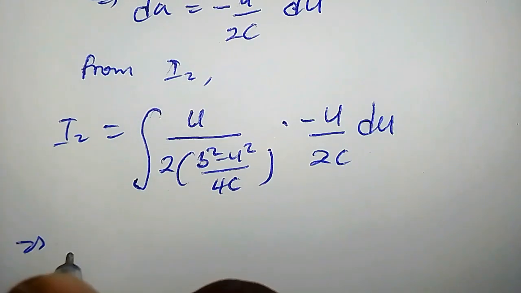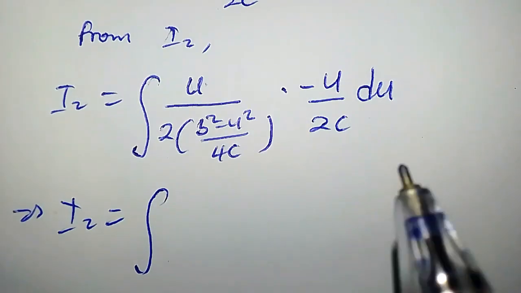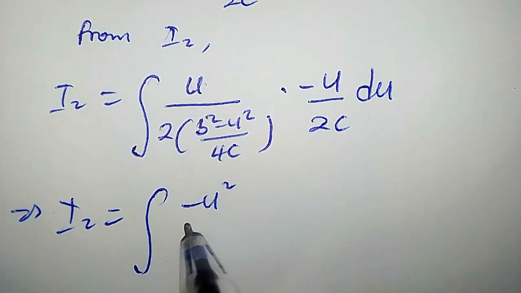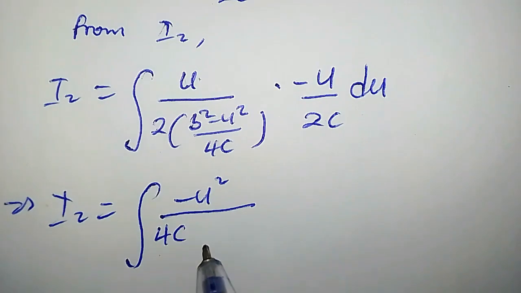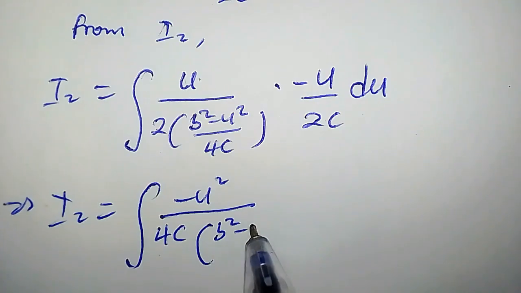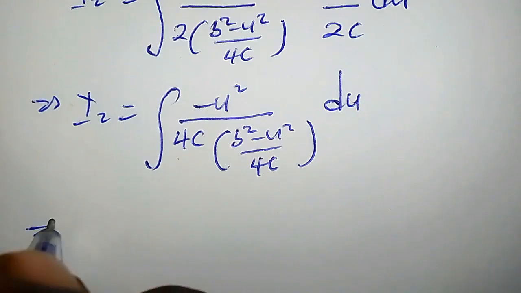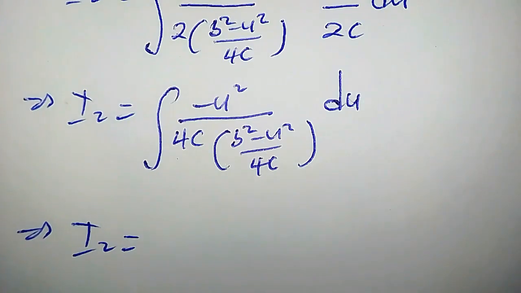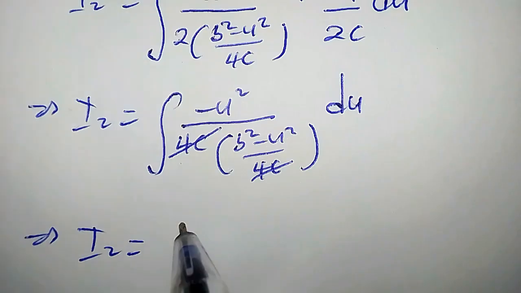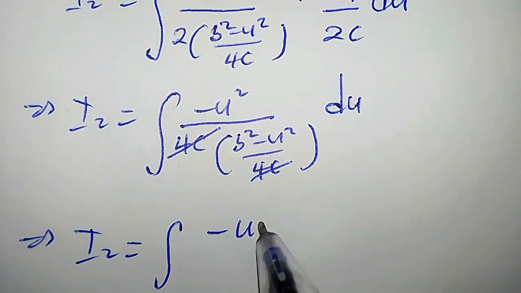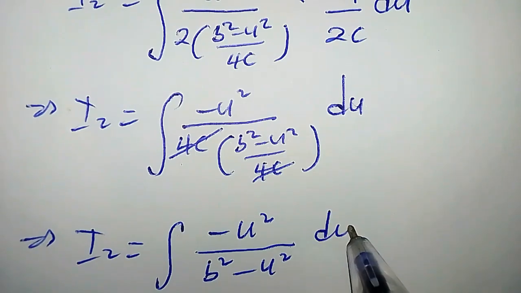This means that I2 is equal to the integral of u times minus u, that is minus u squared, over 2 times 2c, that is 4c, times b squared minus u squared over 4c du. This means that I2 is equal to, clearly, 4c cancels 4c, we are left with the integral of minus u squared over b squared minus u squared du.